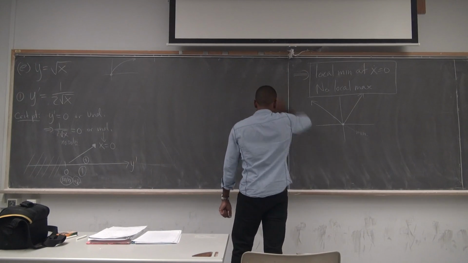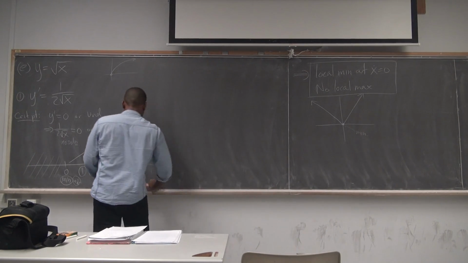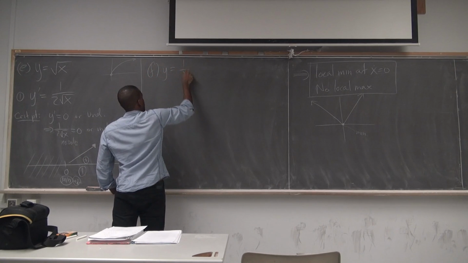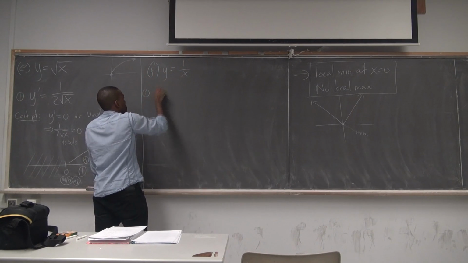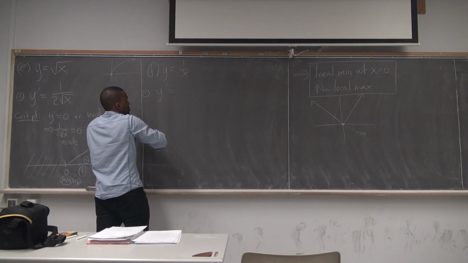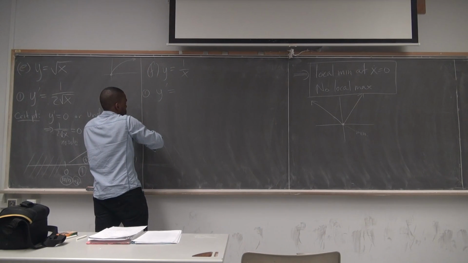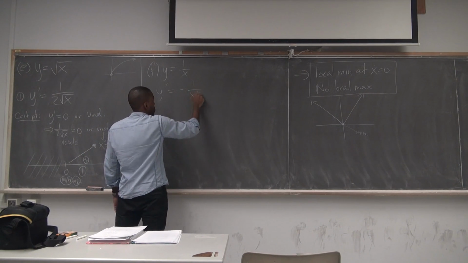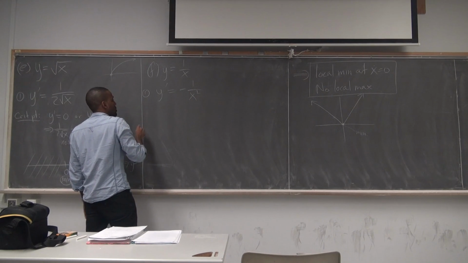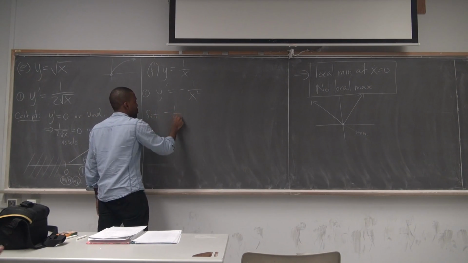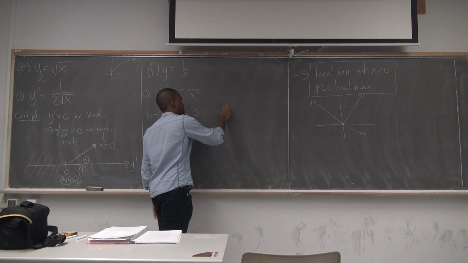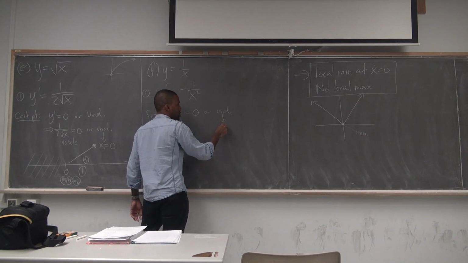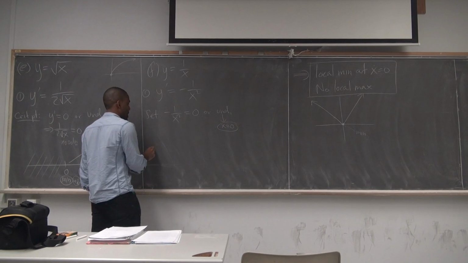What was the other one? Y equals 1/x. Again, derivative. What's the derivative of this guy? Negative x to the minus 2. So 1/x squared, negative. And so now I set minus 1/x squared equals 0 or undefined. Notice that it's never equals 0 again because the numerator is never 0, but it is undefined at x equals 0. That's my critical point.